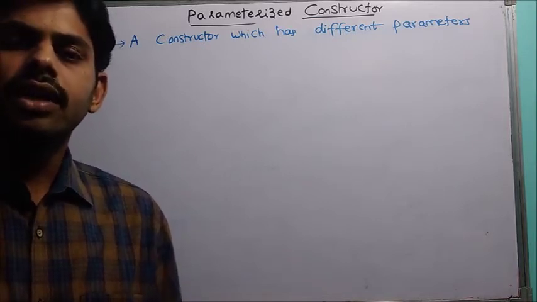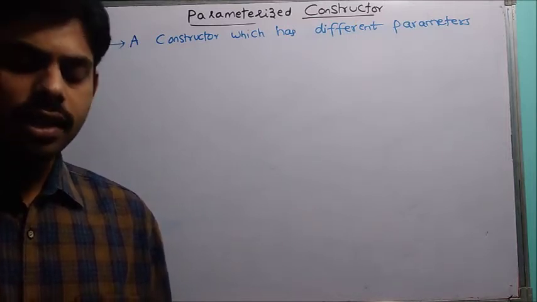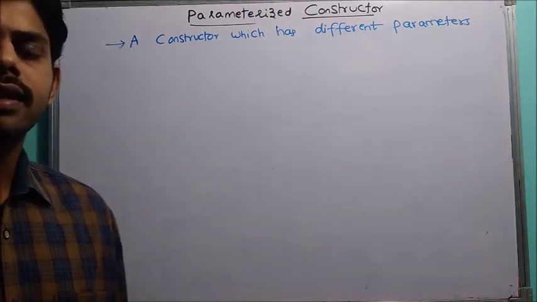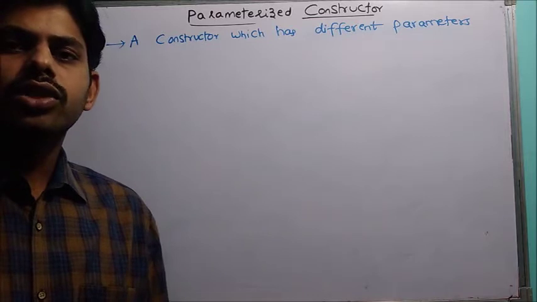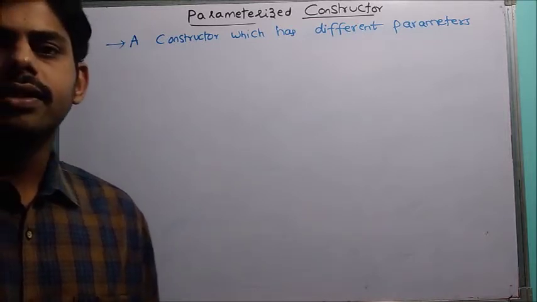So the default constructor is also known as a constructor with no parameters. That is, a constructor which has no arguments or parameters is known as a default constructor. The second type is a parameterized constructor. That is a constructor which has different parameters. That is known as a parameterized constructor.